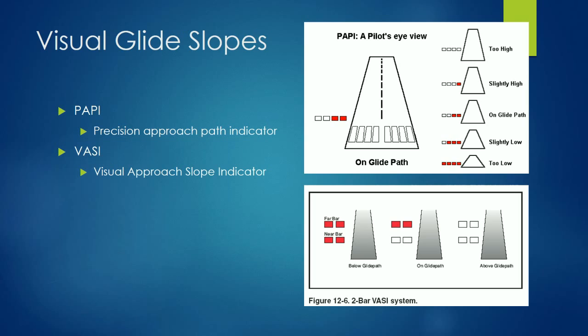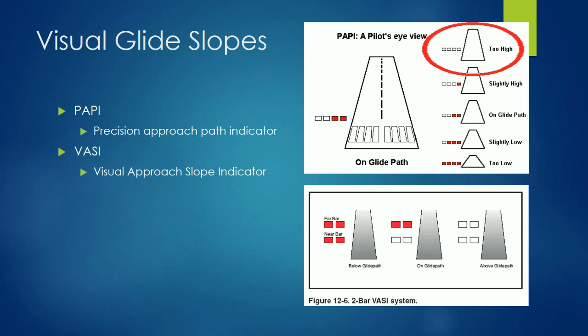So a PAPI uses 4 lights in a row, and based on how many reds and how many whites there are indicates whether you are high on glide path or low. So if you turn final, you'll see it on the left hand side of the runway. 4 white lights means that you're too high.